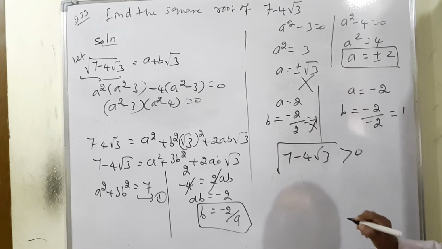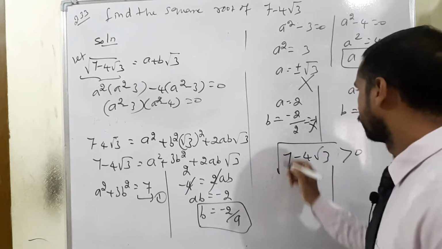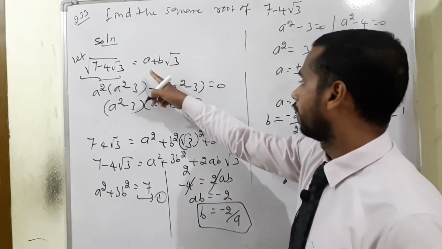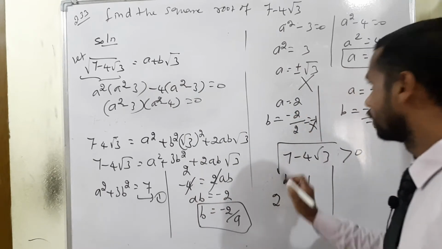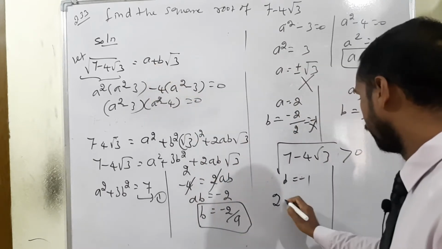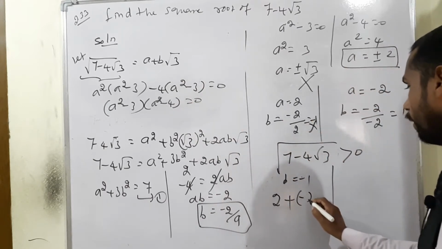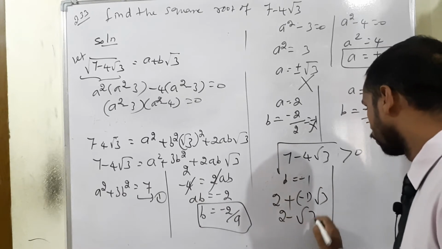Now b is equal to negative 1 is there. Therefore, b is equal to minus 1 means the term will be a is equal to 2, plus b, and what is the value? b is minus 1, so minus 1 into root 3. Therefore, 2 minus root 3, one answer.